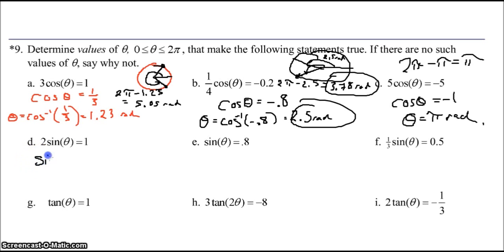Let's see, sine of theta equal 1/2. Well, I already know the answer to this one. Pi over 6 and 5 pi over 6. That's because I have the unit circle memorized. But let's think about how to do this. If you didn't have that memorized, you could look at the inverse sine of 1/2. My calculator says pi over 6.